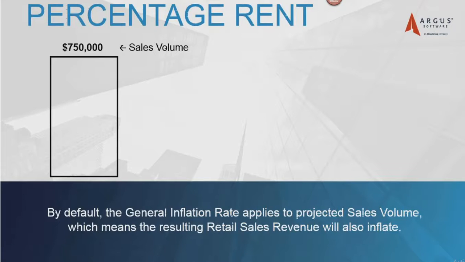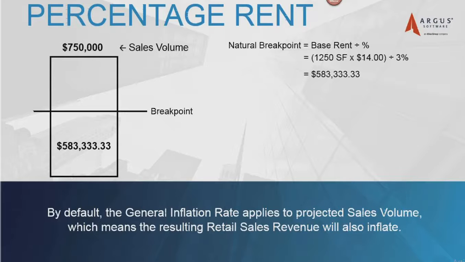So they've reported to us $750,000 in sales volume. To find the natural break point, or the point at which we will start taking 3%, we have to divide their base rent by our takeout. So your natural break point is the base rent divided by your cut. In this case, it's $1,250 times $14 divided by 3%. And that gets us to $583,000. So we're going to take anything over that amount.